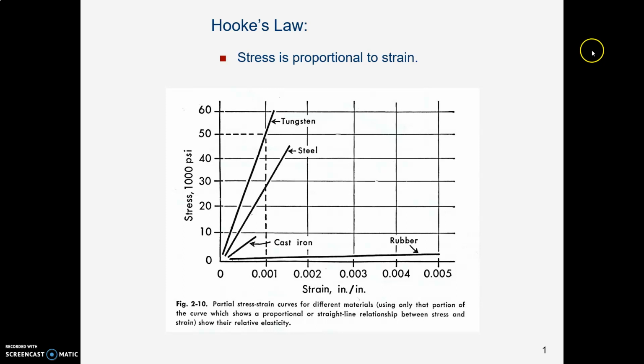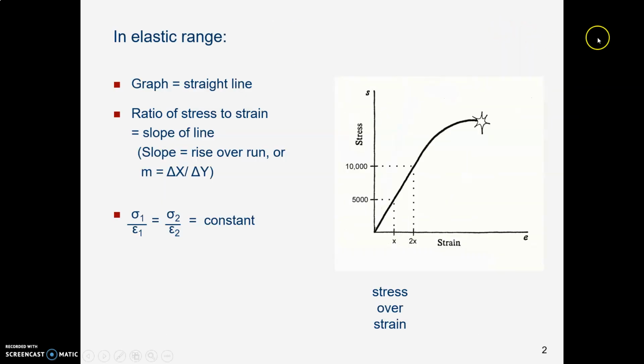We're going to talk about the modulus of elasticity, and last time we looked at the stress-strain diagram and at Hooke's law, which was all about elasticity and about how stress is proportional to strain. And in that elastic range of the material, that graph is a straight line, isn't it? The ratio of stress to strain is the slope of that straight line. And so stress over strain, that's a constant number. That's the slope of that line, no matter where on the line you look at it.